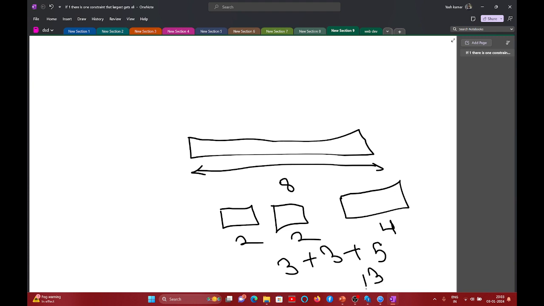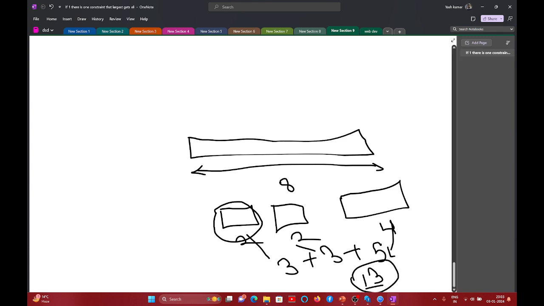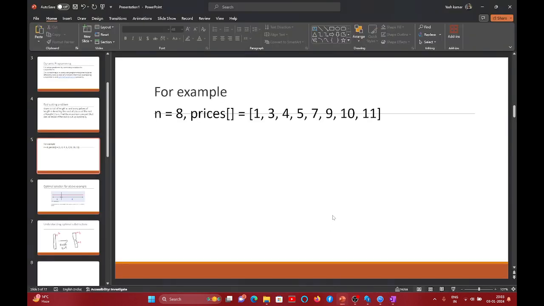Understood why? Because the amount of money we will get from this piece is 3, from this piece is 3, and from this piece is 5. So the total amount we can get this way is 13, but this may not be the best way to cut this rod. We will see it further in the next slide.